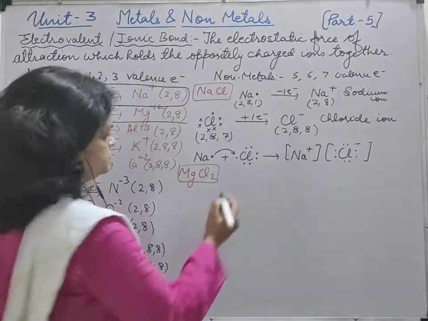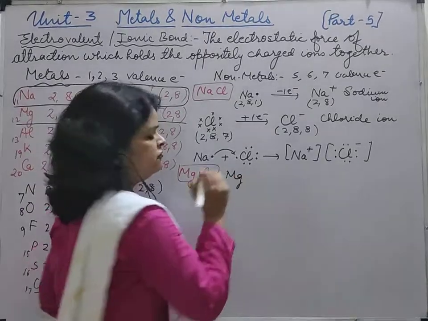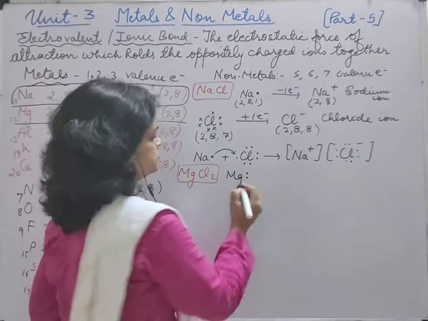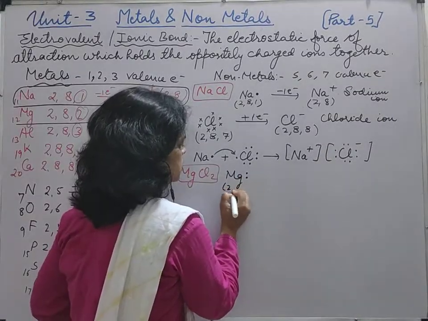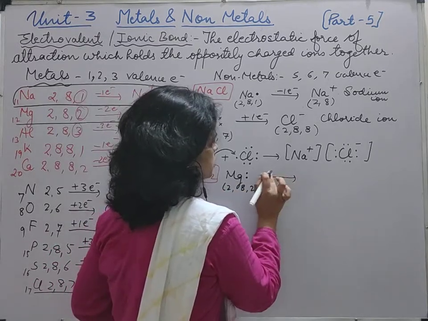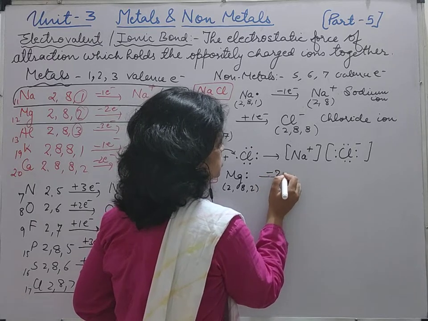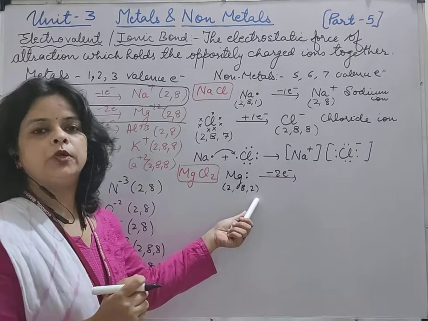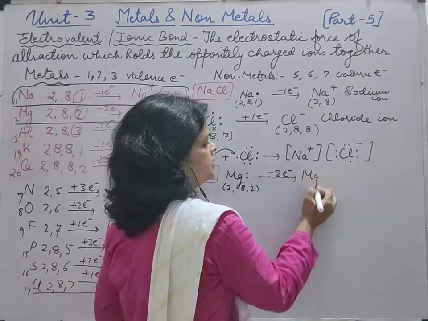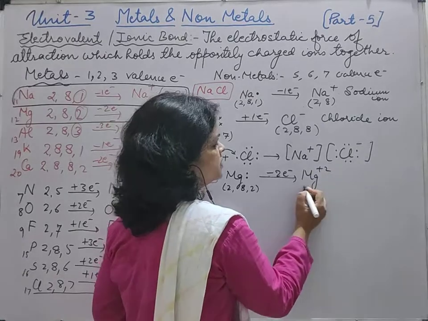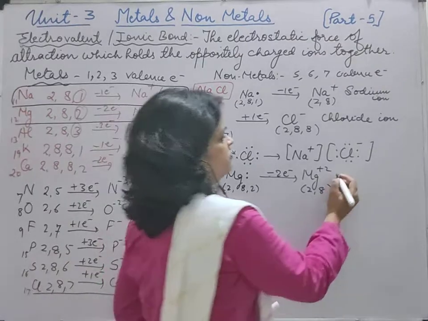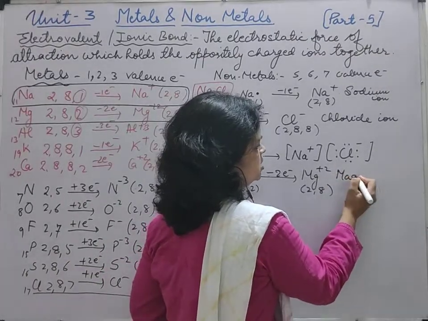Let's write this again. Magnesium. We will write the electron structure having the two valence electrons. Configuration क्या है इसका? 2, 8, 2. It lose two electrons. क्यों? क्योंकि यहाँ पे two valence electrons हैं. Lose कर देगा तो it will be stable. So lose two electrons and gets +2 charge. And the configuration becomes 2, 8, that is of neon. And what is the name of this ion? Magnesium ion.